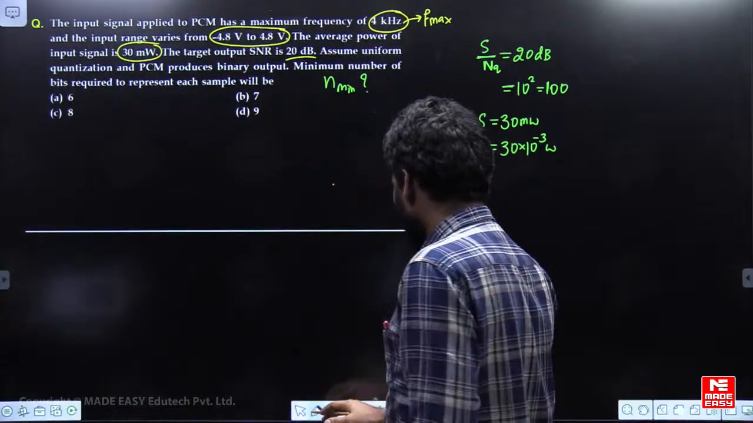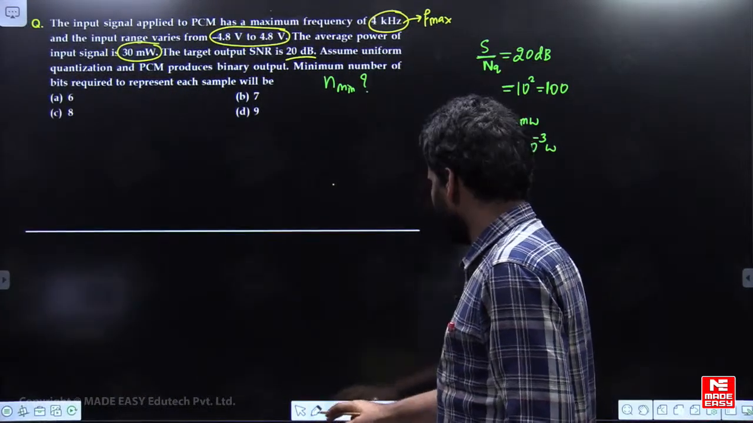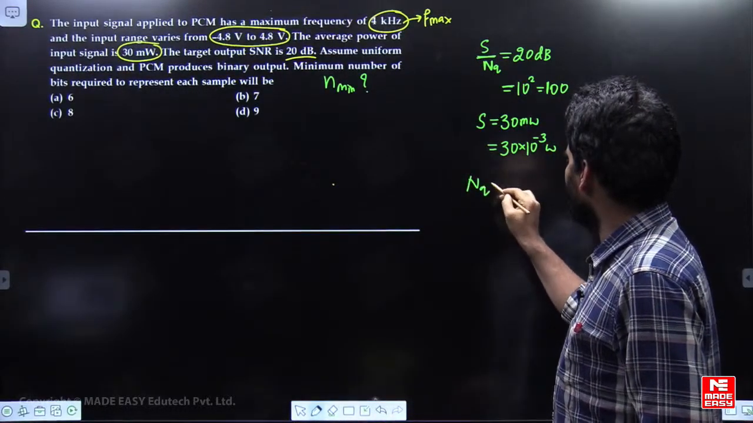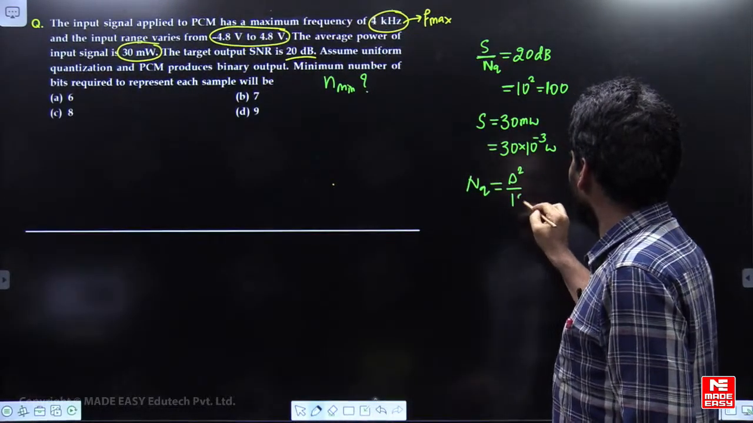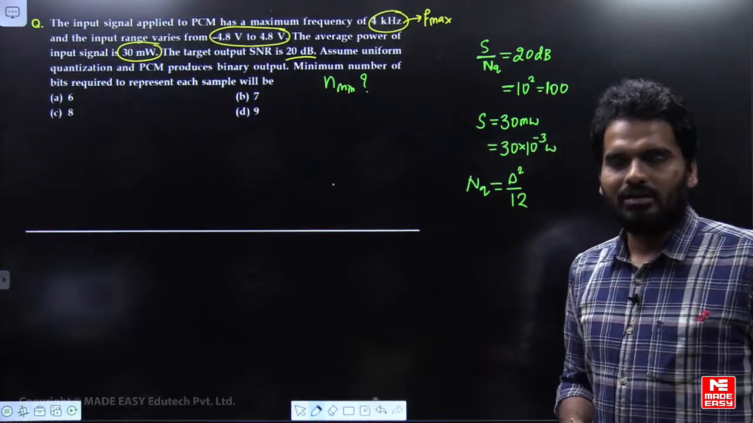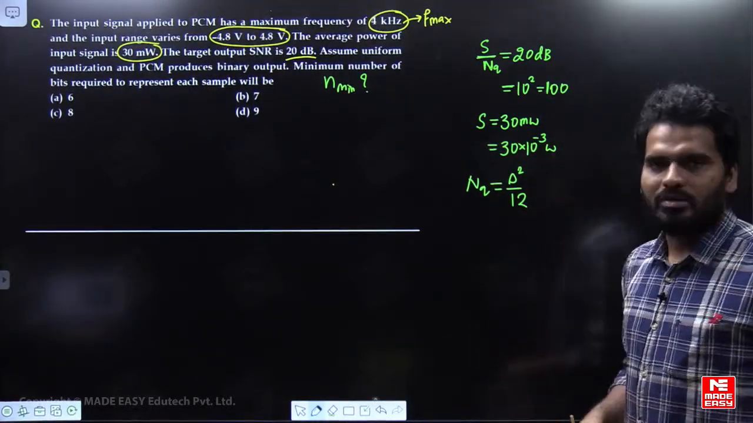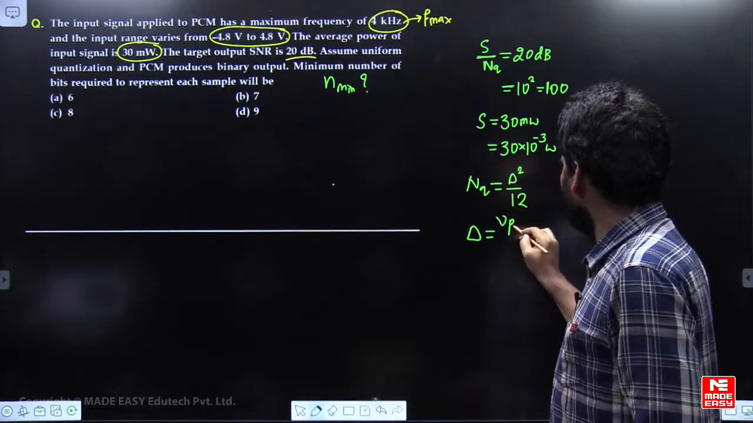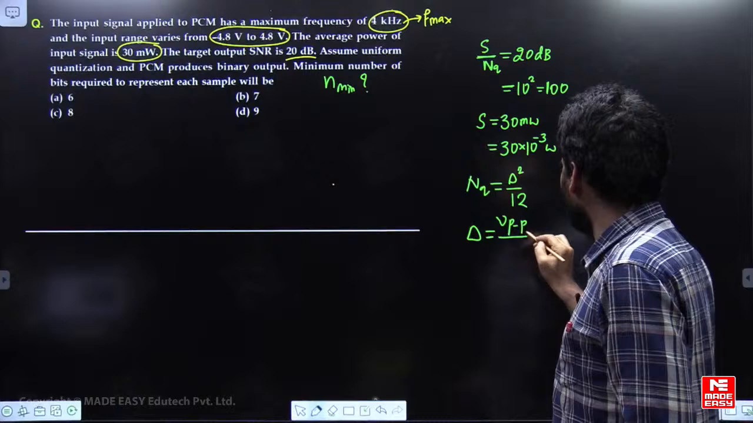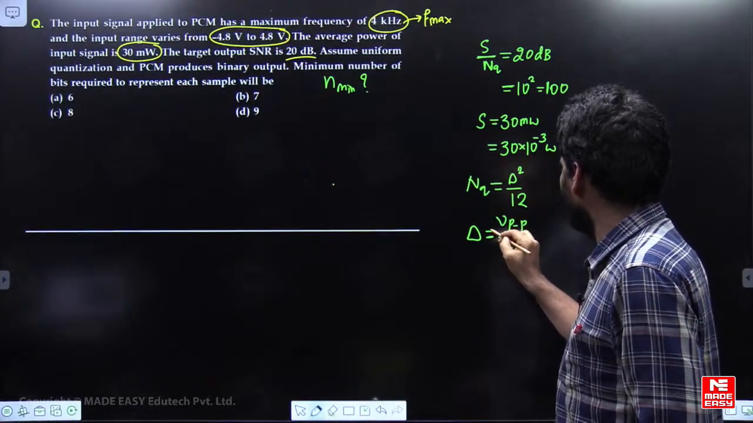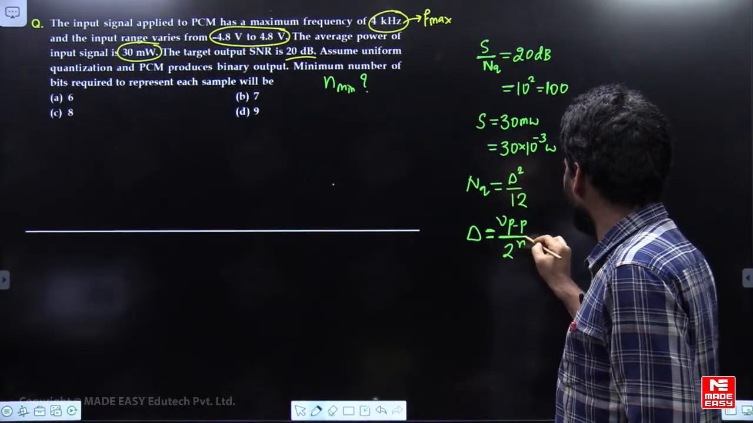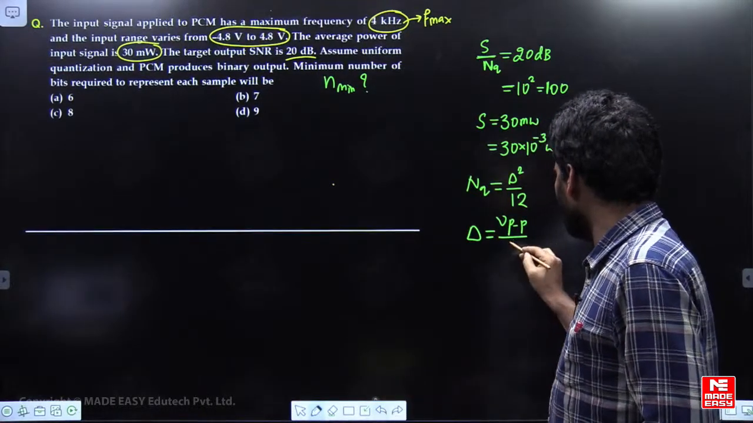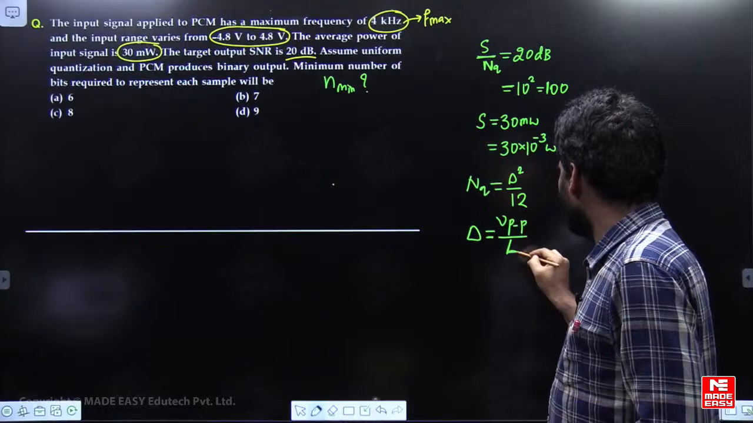Now NQ will be equal to delta square by 12. For uniform quantization, the quantization noise power will be delta square by 12, where delta is the step size. Delta you can write as the peak to peak upon 2 power n, or peak to peak upon 2 power n you can write as L only.